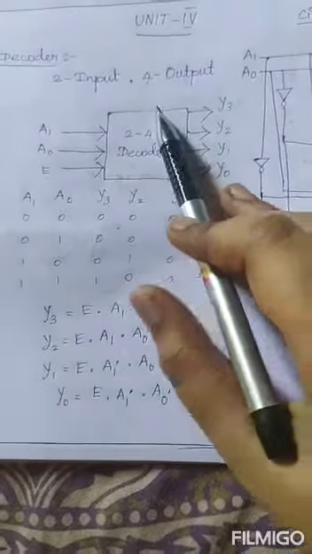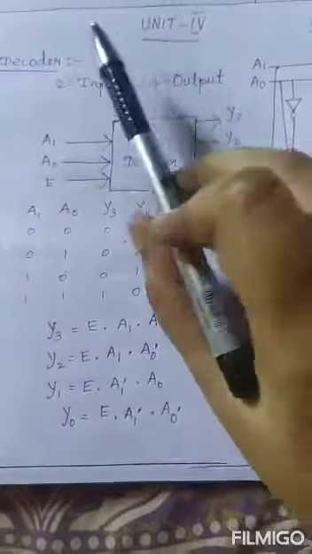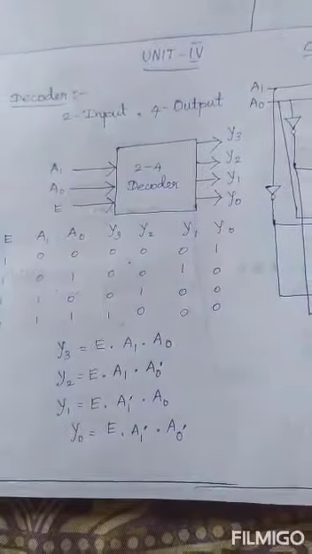Now we are going to see the last unit of this subject, digital principles. In this last unit we have 6 subtopics. First we can see the topic called decoder and encoder. So in this unit the first topic is decoder and encoder.